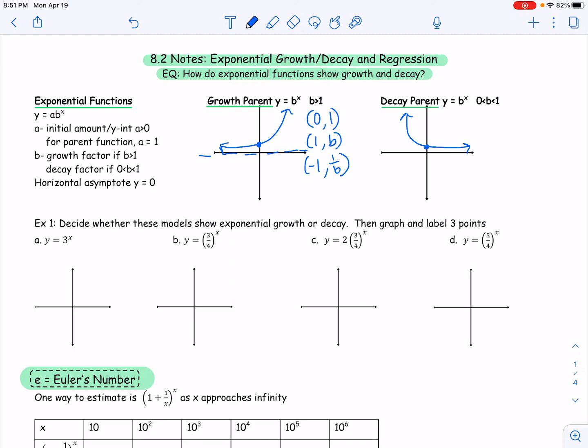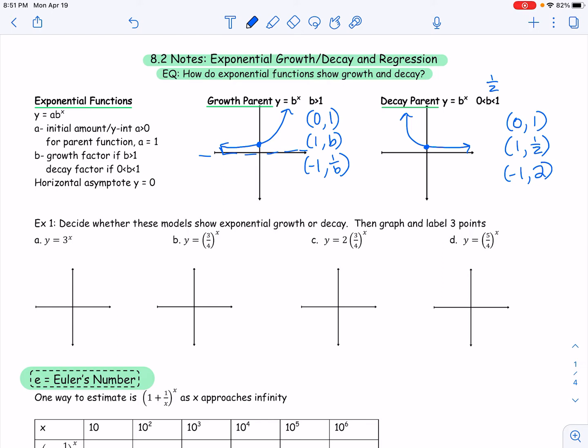And again, let's say we do have that 1/2 that fits between 0 and 1, we would still have the point 0, 1. Now we would have 1 comma the base, which is 1/2, and then -1 would be 1 over the base, so 1 over 1/2 would reciprocate it, and we would get 2. And so then that shows our decay model.